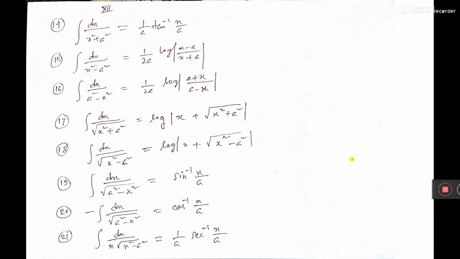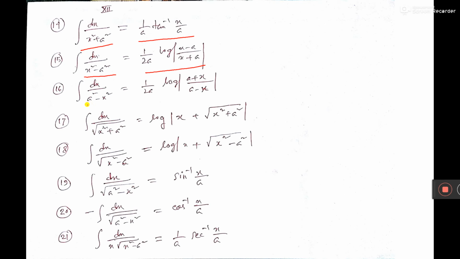More formulas are there. All the formulas I am giving now. In the book it is given in different exercises. You see dx by x square plus a square. The formula is 1 by a tan inverse x by a. Integration dx by x square minus a square, the formula is 1 by 2a log mod x minus a by x plus a.